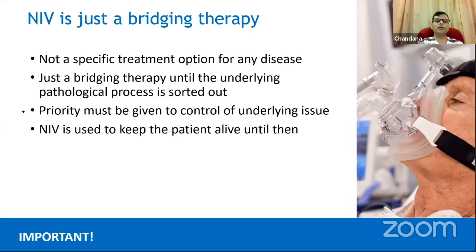That is the most important message you want to get, because we provide oxygen, we use NIV, but we should not damage the patient's lung, and we should not expect the NIV to sort out everything. So you have to manage the underlying problem. NIV is just to keep the patient alive until you sort out the underlying issue.